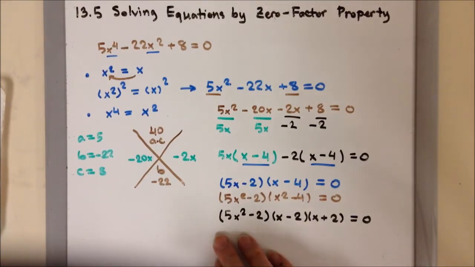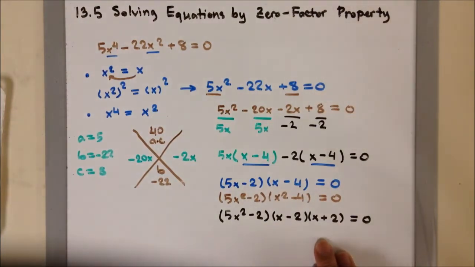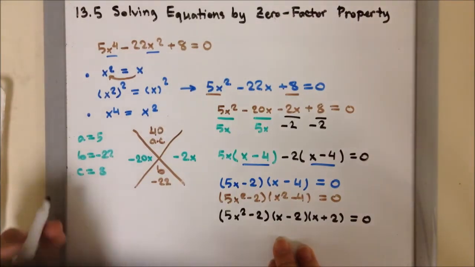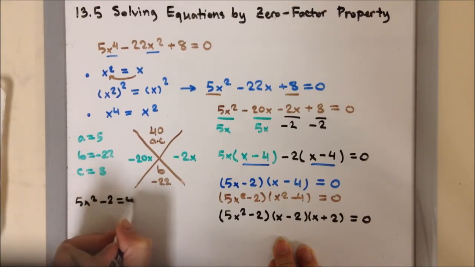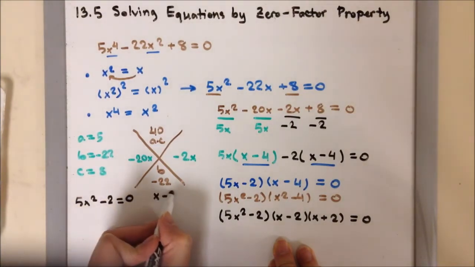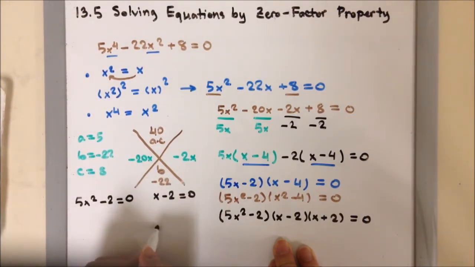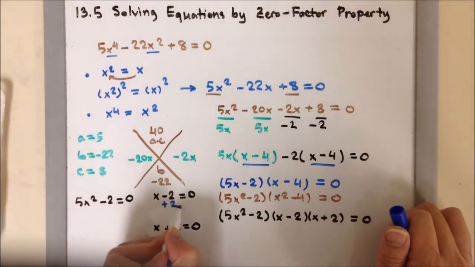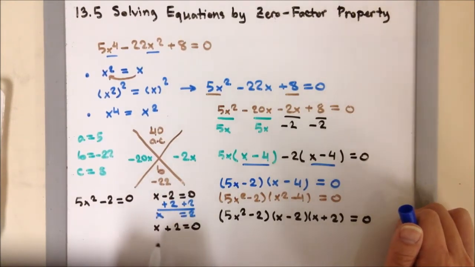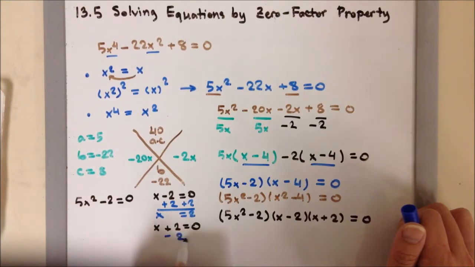Now I just finished factoring completely, so I'm going to set each factor equal to 0. So 5x squared minus 2 equal to 0, x minus 2 equal to 0, and x plus 2 equal to 0. For x minus 2, I'm just going to add 2 on both sides, so x equals positive 2. The last one right here, I'm going to subtract 2 on both sides, so x equals negative 2.